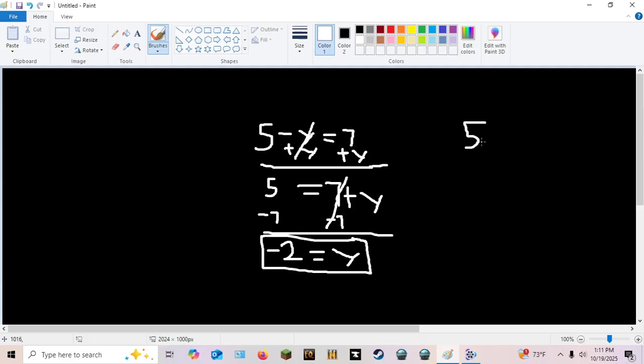By the way, you can check your work by plugging it in. So 5 minus negative 2 equals 7. Yep, it actually is. If you're confused, a negative times a negative equals a positive. So this actually equals 5 plus 2, which equals 7.